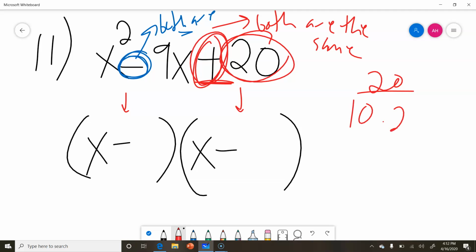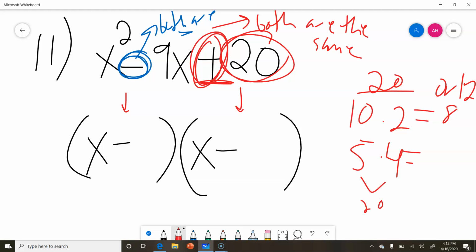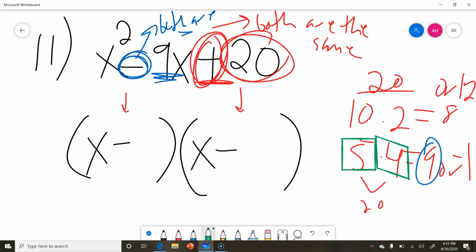Now all I do is I look at this 20, and I say, okay, what times what is 20? We had this in our last one, 10 times 2, and that gives us a difference of 8 or 12. Then I come down here, and I have 5 and 4, right? 5 times 4 is 20. But added together, it's either 9 or negative 1. Well, what do I need up here? I need a 9. So I look down here and say, oh, that's the 9. So that means my numbers that I'm going to be using are 5 and 4.